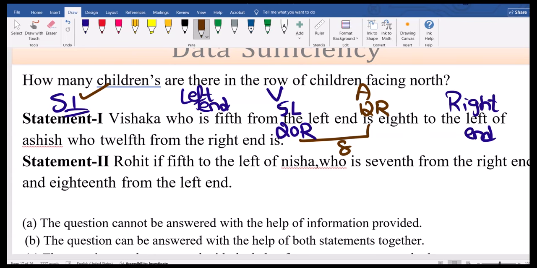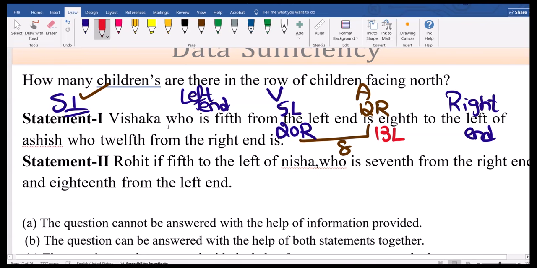Our understanding: why 20, right? Why did I write 20 for Vishaka? In fact, you can write for Ashish also. Ashish, compared to Vishaka, is at more distance from the left hand, right? So 5 plus 8, 13 from the left hand I have to write, if you want to write for Ashish. Compared to Vishaka, Ashish is at more distance from the left hand, so 5 plus 8, 13. If the distance is less, I have to do minus. More means plus.